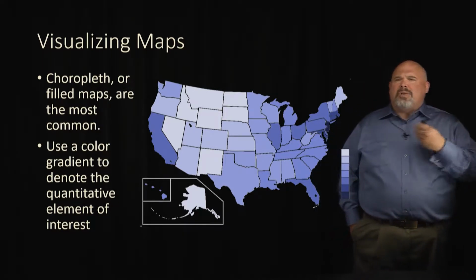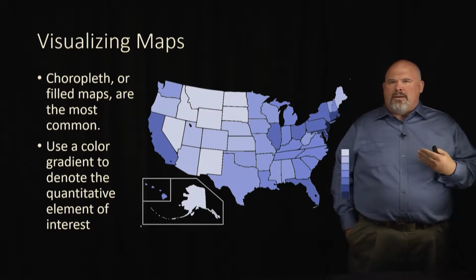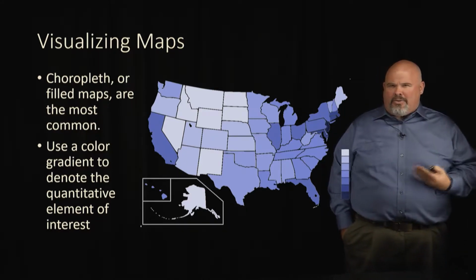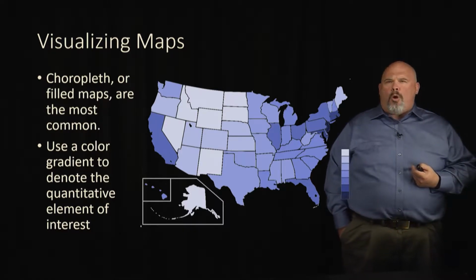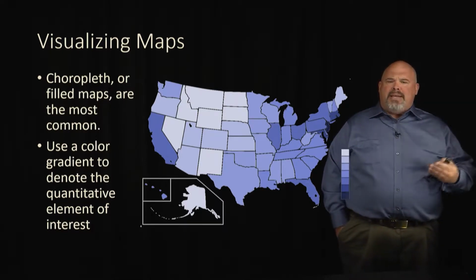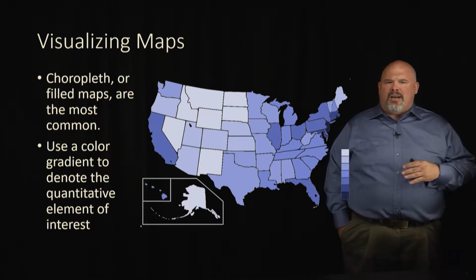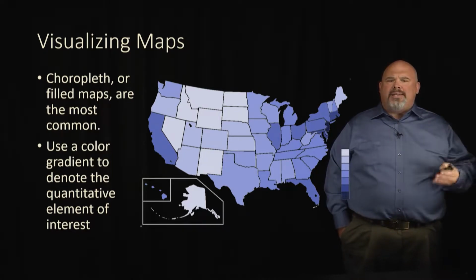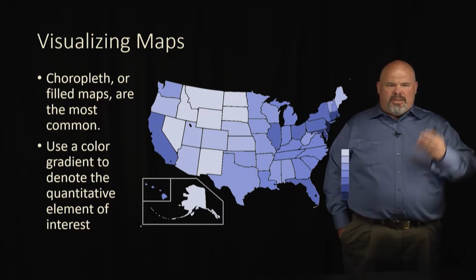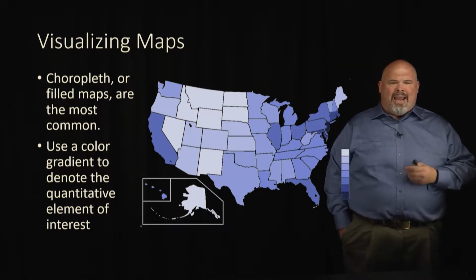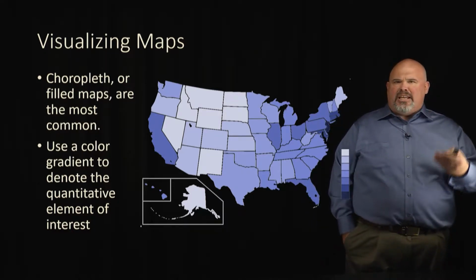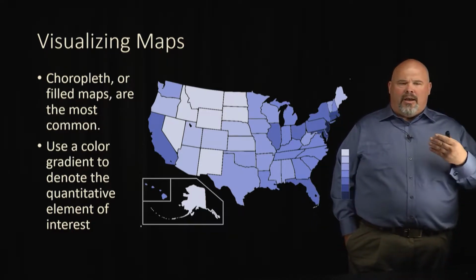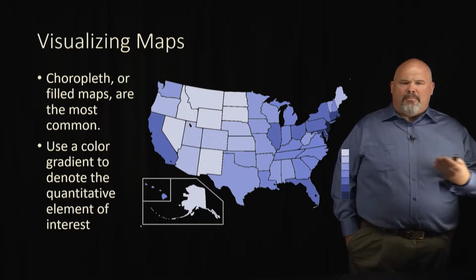Now, when we visualize maps, there are lots of different types, but the type that we usually think about is the choropleth map. All that means is that it uses a gradient of color to denote the quantitative element of interest. So this might be sales by state. And we see that it uses a single color gradient because it's a continuous value of data rather than rainbow colors.